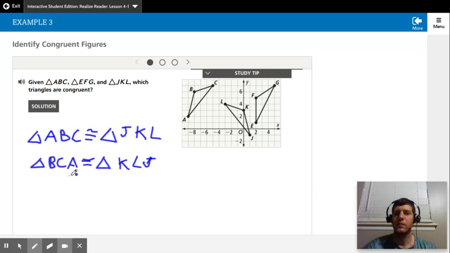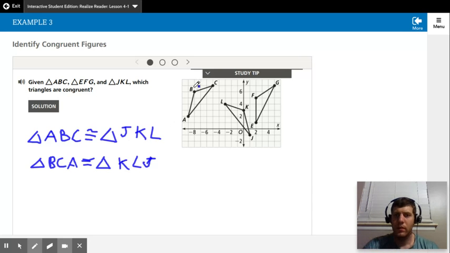So the idea is you can name the first one however you want, but the second one, you're going to have to match it up with the corresponding vertices. Okay, so those 2 triangles are congruent. They also ask for you to give the composition of transformations. So let's do that here.